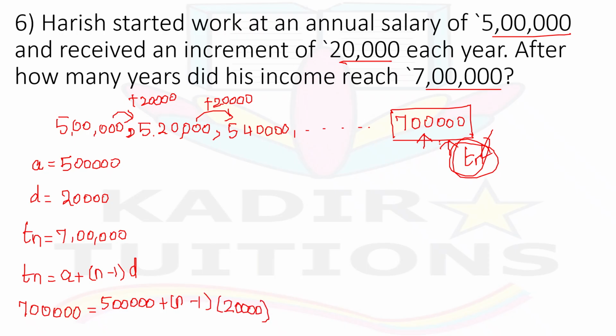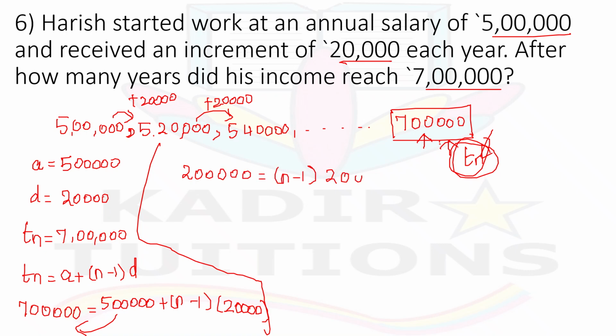Okay, so now we can do the calculation over here. When I move this 5 lakh to the other side, 7 minus 5 is going to be 2 lakh. And this side, n minus 1 into 20,000. Now can we move this 20,000 to the other side? It will be easier, right? So I can have 2 lakh over here, and 20,000 will come to the denominator.